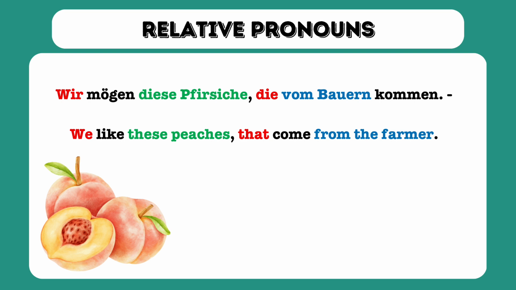Wir mögen diese Pfirsiche, die vom Bauern kommen. We like these peaches that are coming from the farmer. Pfirsiche is still plural, and we're still using it as the subject of the secondary clause, which is why it's highlighted in red. Die is the subject here.